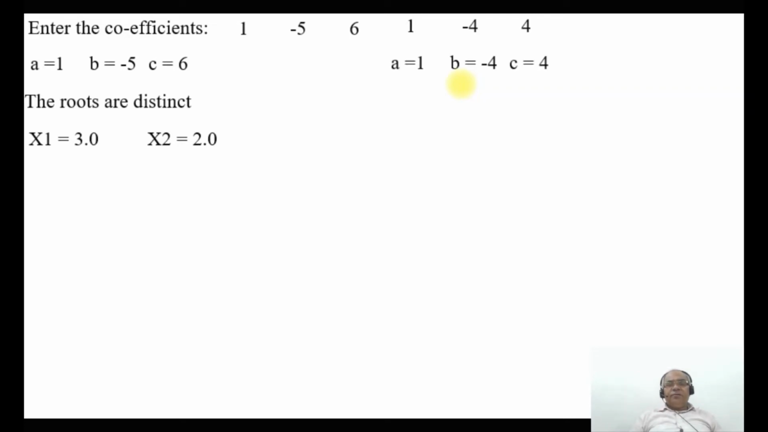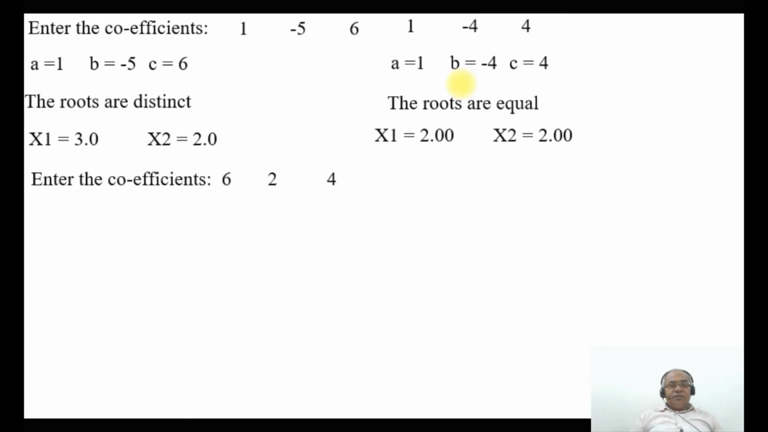Then 1, minus 4 and 4, where a is equal to 1, b is equal to minus 4 and c is equal to 4. So the discriminant value becomes 0, that is b square minus 4ac becomes 0. So the roots are equal. So x1 is equal to 2.00 and x2 is equal to 2.00.